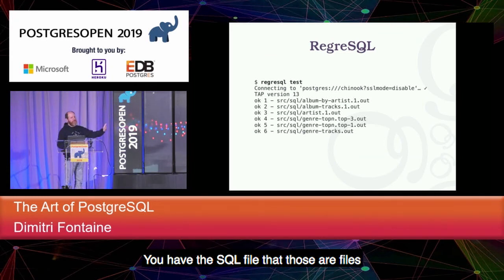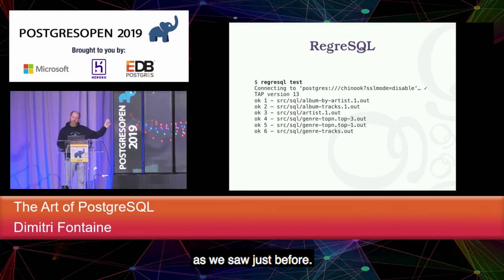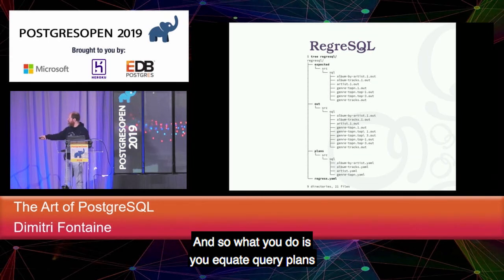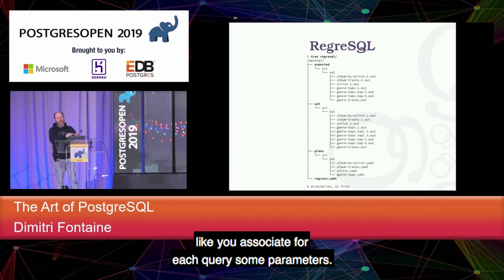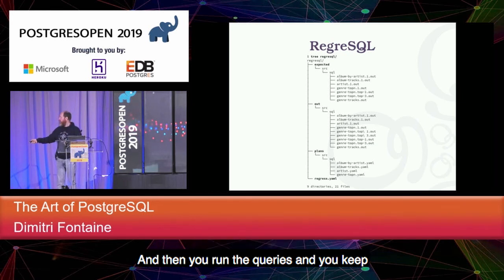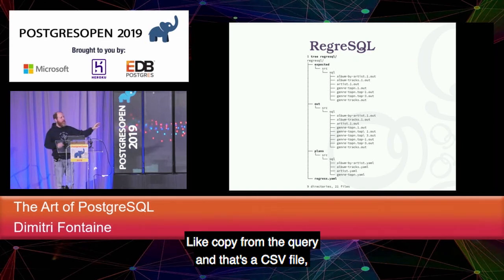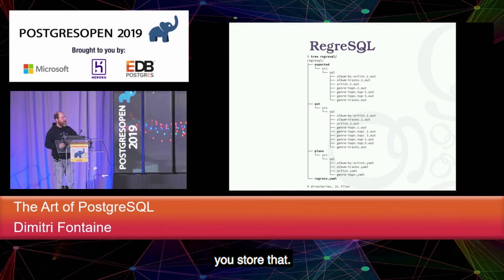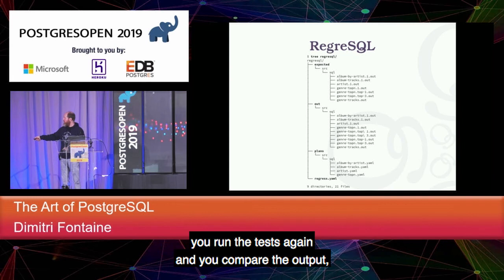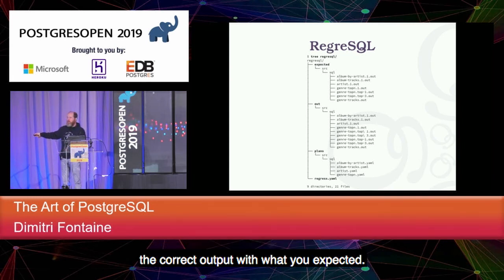You have the SQL files. Those are files in your file system, in your code, as we saw just before. What you do is you create query plans, where you associate some parameters with each query. Then you run the queries, and you keep the result as an out file, like COPY from the query, and that's a CSV file. You store that. That's the expected result. Then when you change the query, you run the tests again, and you compare the current output with what you expected.